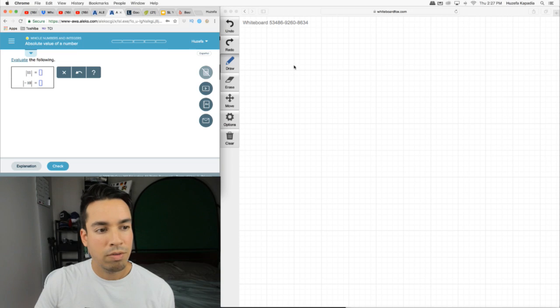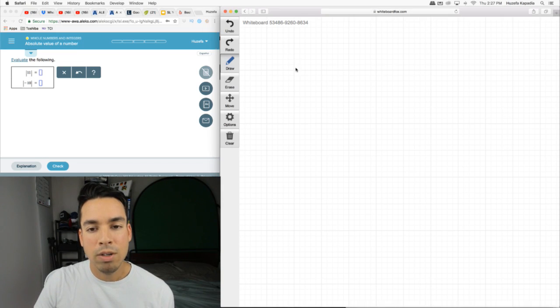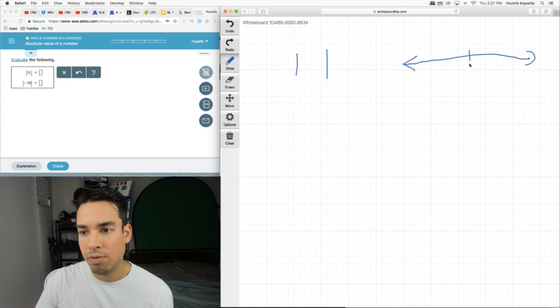When we talk about absolute value, I think of it as a positive purifier. Whatever is in there comes out positive. So these are the absolute value bars. You can also think about absolute value as measuring the distance of a value from 0. And remember, distance is always positive.